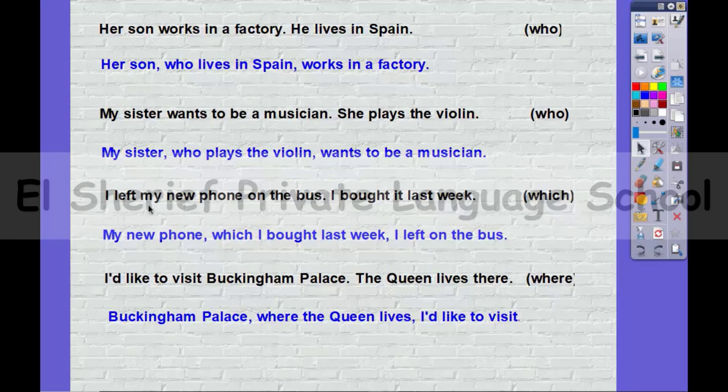Number 3. I left my new phone on the bus. I bought it last week. So, my new phone, which I bought last week, I left on the bus. Number 4. I'd like to visit Buckingham Palace. The Queen lives there. So, Buckingham Palace, where the Queen lives, I'd like to visit. We all know that the Queen lives in Buckingham Palace, so it's not important to say it. So we can drop this one here, and we put it between two commas.